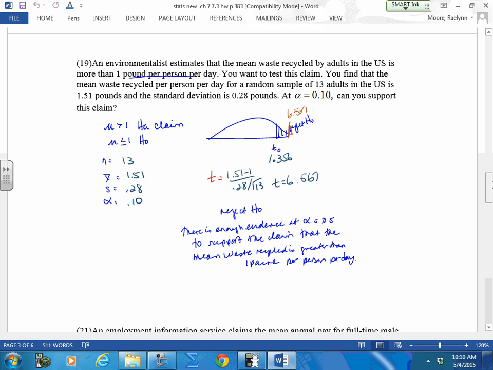And because we're rejecting the H0, we're liking the claim. So notice your table uses the word support when your claim is HA. So there's enough evidence at that level of significance to support the claim that the mean waste recycled is greater than 1 pound per day per person. It's a lot of waste.